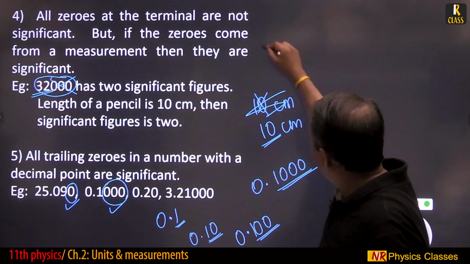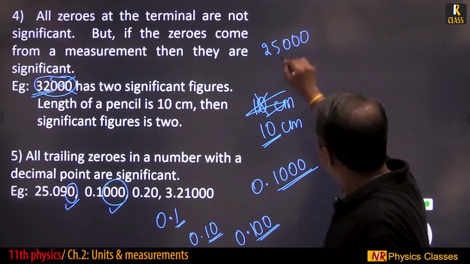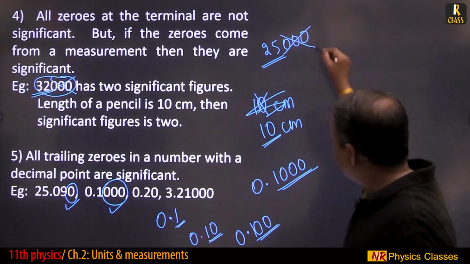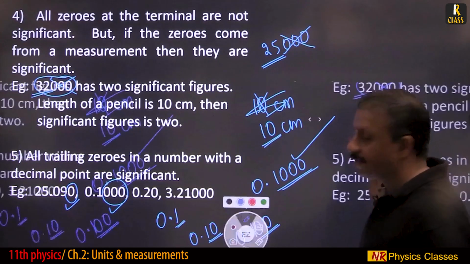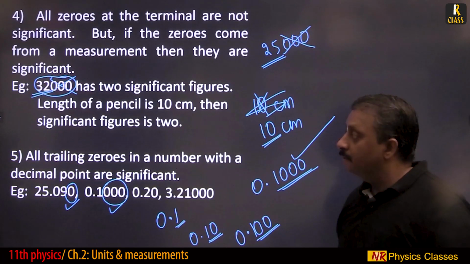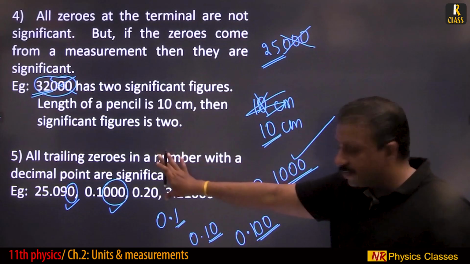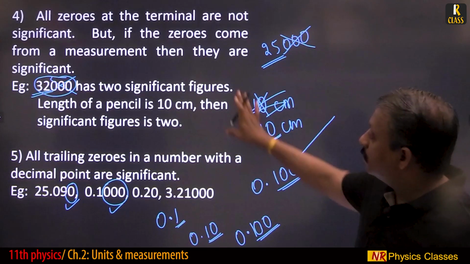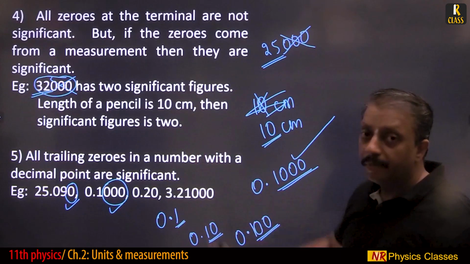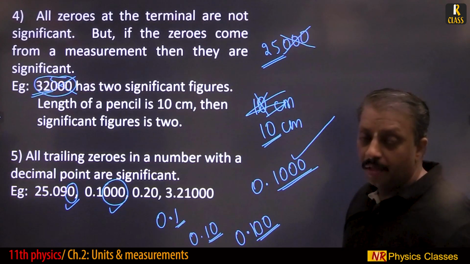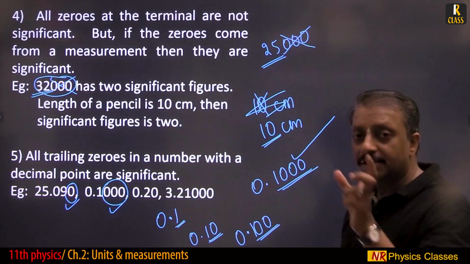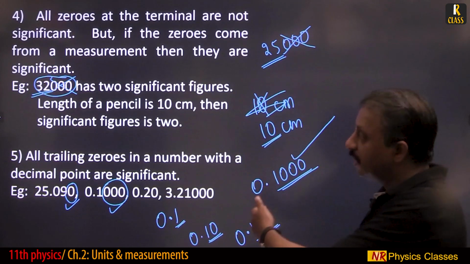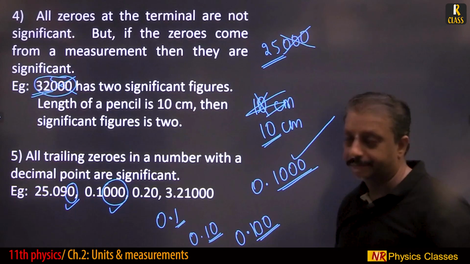If it is 25,000, only 2 are significant. In this case, these are insignificant. In this case, they are significant. You don't have to worry about these statements, but you should know the rule. Okay. These questions are not asked, where they mention this rule. Instead, they'll give a number and ask you to find the number of significant figures. And there is one more type of question that we will follow later.